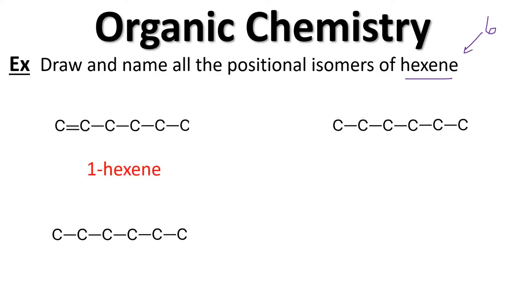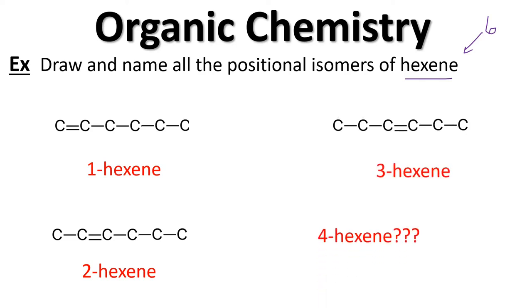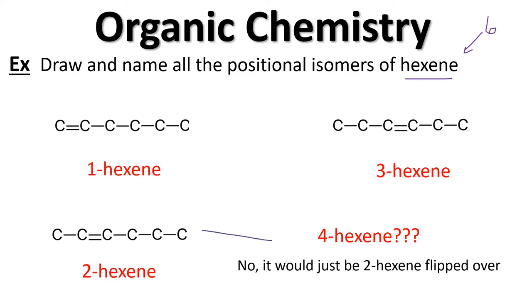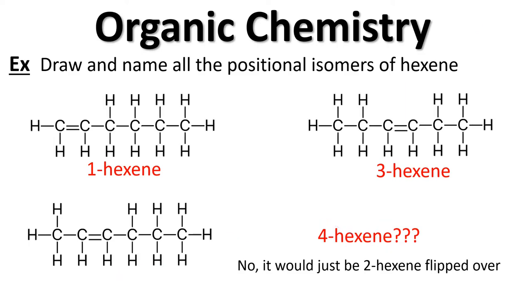I've got 1-hexene. Move down to the second example. We're going to put it in the next spot. We're going to call that 2-hexene. And then we're going to jump up to that third one we drew. We're going to put it in the middle spot, and we're going to call it 3-hexene. And then we're going to say, does 4-hexene exist? And the answer is no, it doesn't, because it would just be 2-hexene flipped over, right? It would just be that one flipped over, and you always want your number to be the lowest possible. So 4-hexene would not exist. And there are all the hydrogens drawn in just to make it correct. Kids forget that. I don't know why.